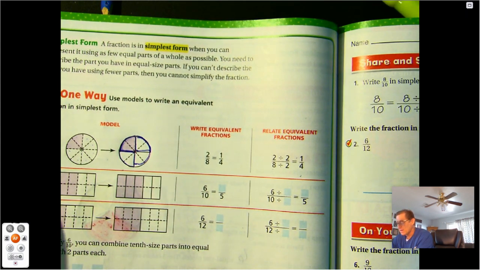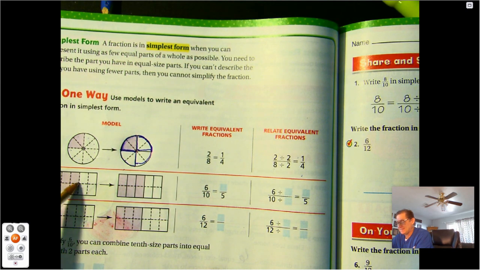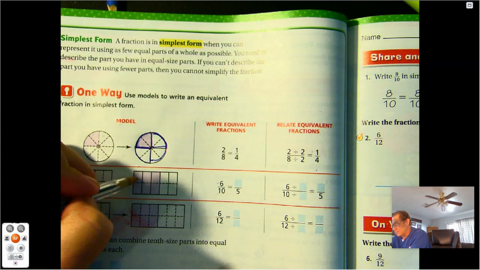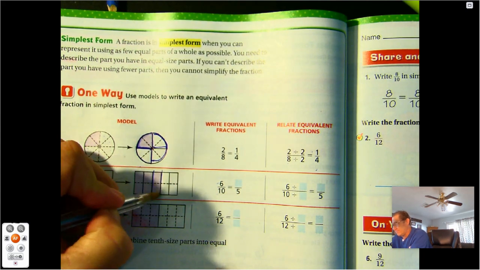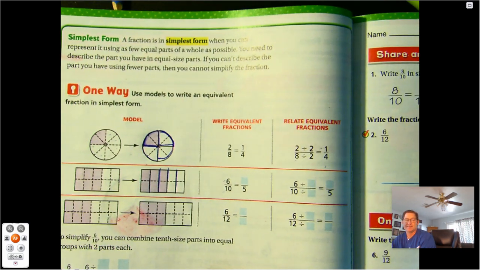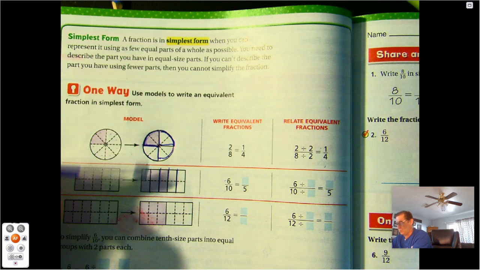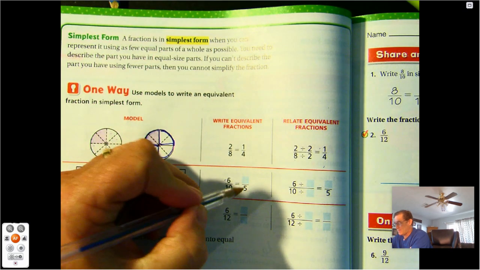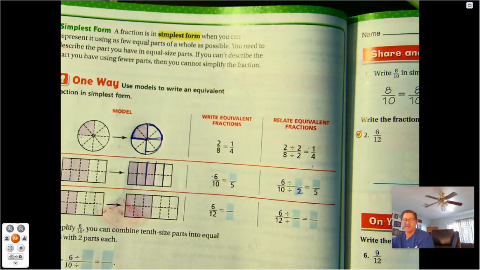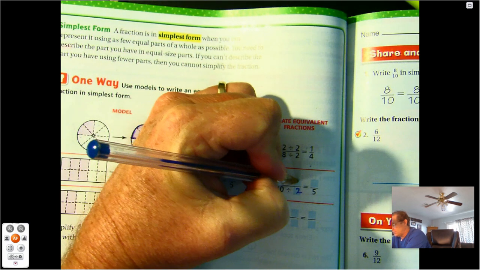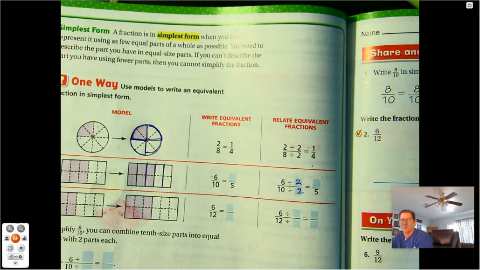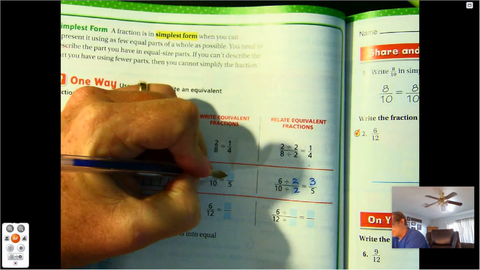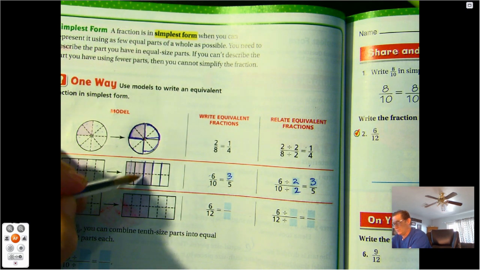So in this problem, we have 2, 4, 6, 8, 10. So we have 6/10. But then you notice that they are then dividing it into just 5 equal pieces. So 1, 2, 3, 4, 5, not 10. So 10 divided by 2 is 5. And we know that whatever we do to the denominator, we also have to do the same thing to the numerator. So 6 divided by 2 is 3. And that makes sense. 1, 2, 3 shaded parts.